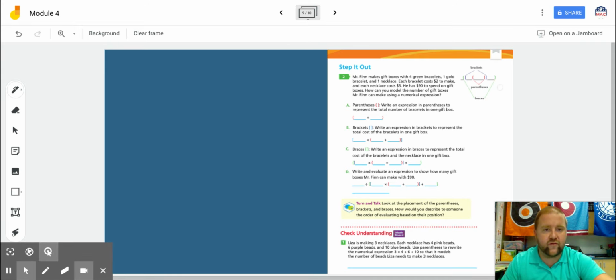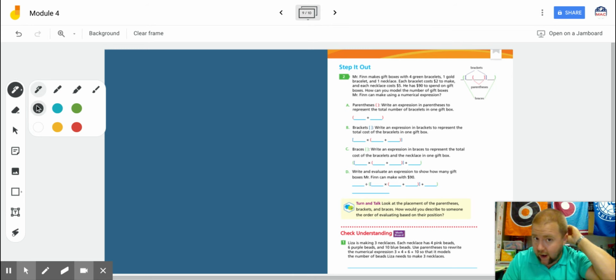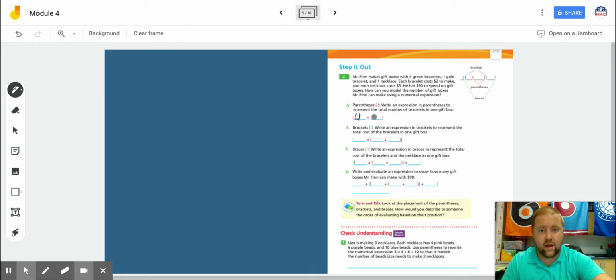If you look over on the side here, next to the word problem, they show you what parentheses look like, what brackets look like, and what braces look like. We will be using all of those this year, so just be prepared, okay? Part A says, write an expression in parentheses to represent the total number of bracelets in one gift box. So we need to look at the problem, and it says makes gift boxes with 4 green bracelets and 1 gold bracelet. So we know that there are 4 and 1. That's going to tell us how many bracelets are in each box. That's going to go in your parentheses, okay?